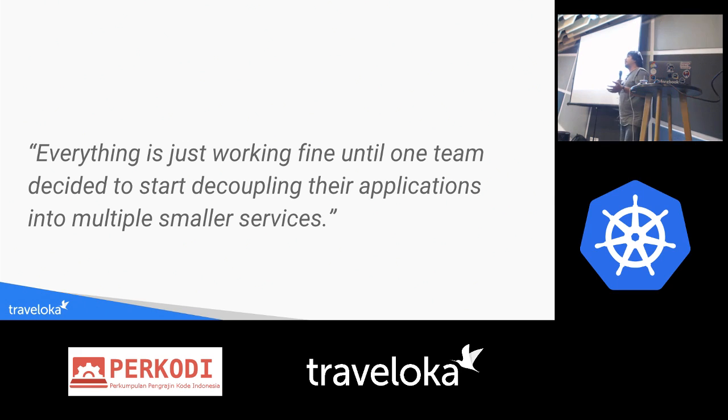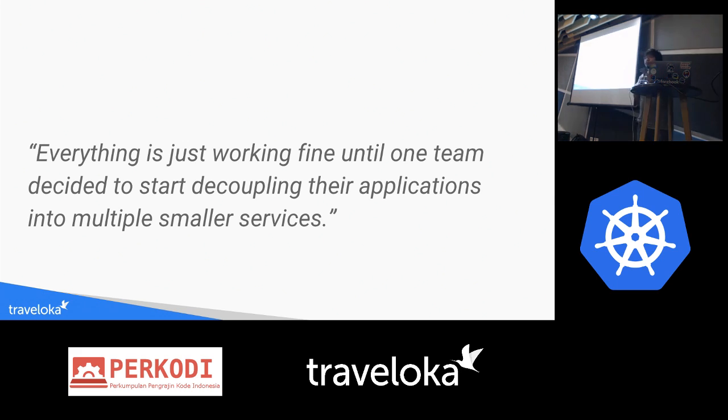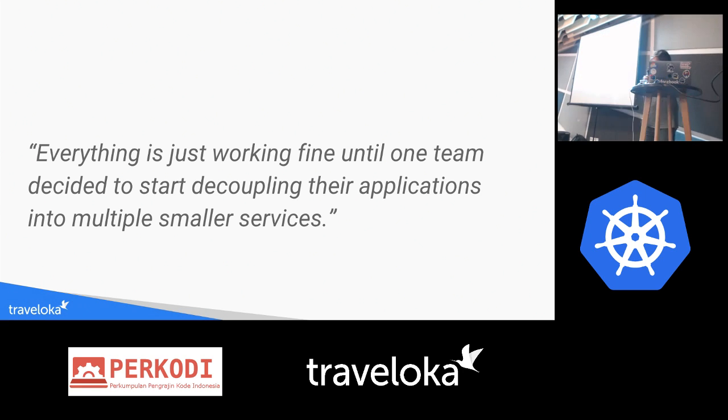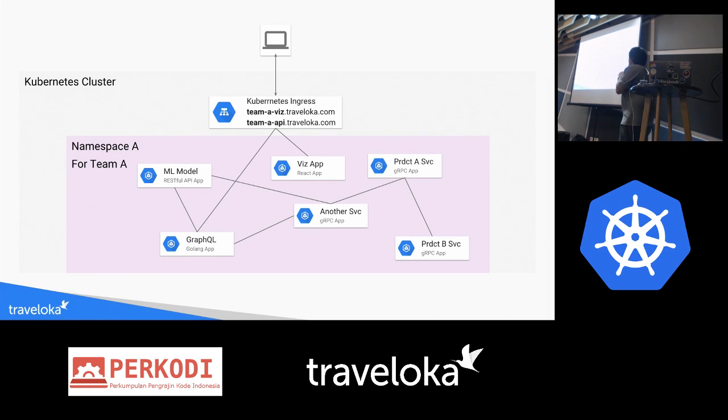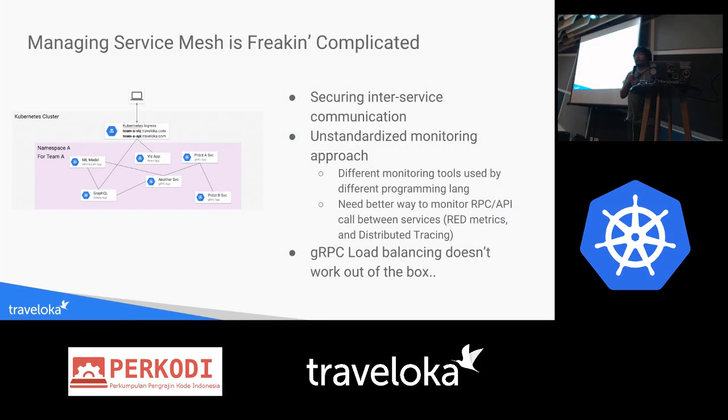Everything was working fine until at least one team tried to separate their load into smaller services that we call microservices. Why? You can see here, we now have dependencies between services. Service A tries to talk to service B, and service A talks to other services, and the communication between them uses gRPC. Also, in our Kubernetes ingress we have several hosts like team A fizz.traveloka.com, team A API.traveloka.com, and so on. This ingress is connected to something like GraphQL. We also have some machine learning models that run in Kubernetes. And actually, managing all of this is freaking complicated.